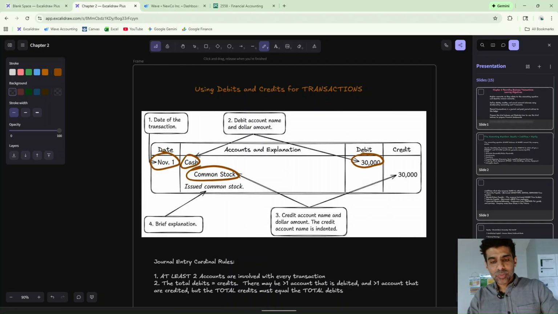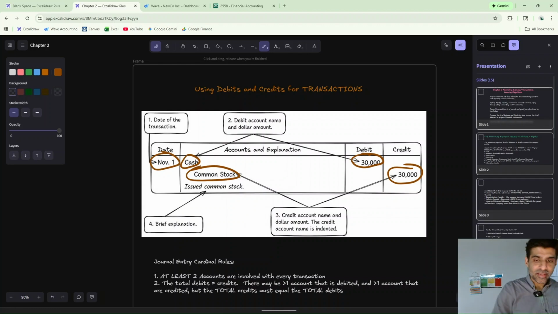Why are we receiving cash? Because we're crediting common stock. Does that make sense? What kind of account is common stock? It's contributed capital, which is what? Is that credit or debit normal? Credit normal. So that means when we issued these new shares were created, common stock account went up. Since common stock is credit normal, it's credited.